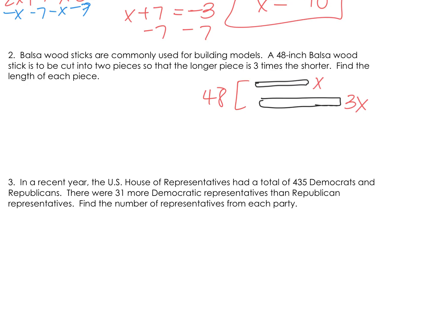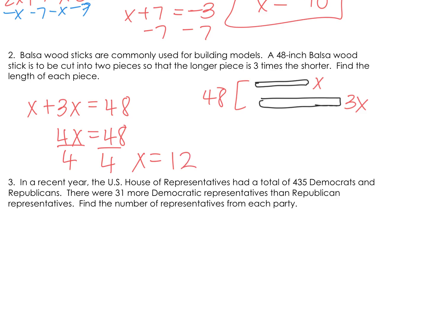Okay, and so it says find the length of each piece. Am I going to multiply these 2 pieces together to get 48? What am I going to do? Add. I'm going to do x plus 3x equals 48. So what do I get when I combine like terms? 4x equals 48. And then what? Divide by 4. And so x equals what? 12. So x equals 12.